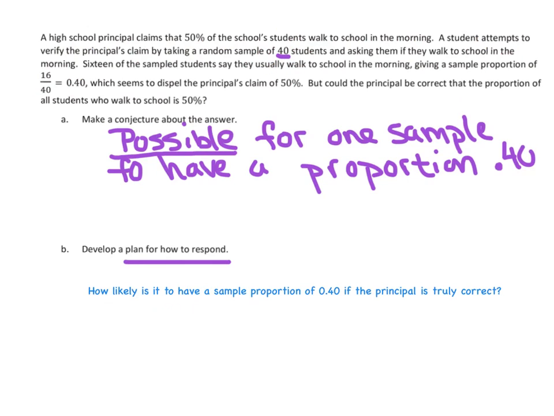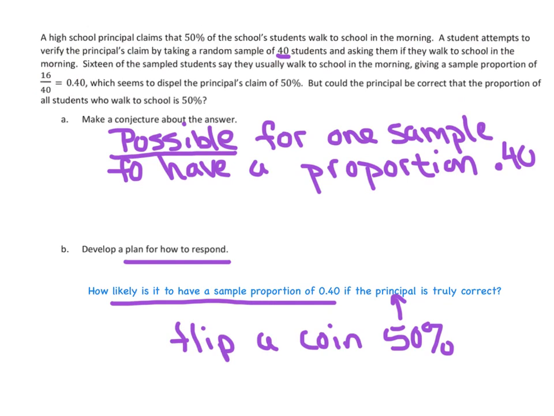So what we're going to do is, believe it or not, flip a coin. Why flip a coin? Well, when you flip a coin, you've got a 50-50 chance of getting heads or tails, and that 50% matches up with the principal's claim. What we're going to do is create a sampling distribution of sample proportions just to answer this question: how likely is it for us to get a sample proportion of 0.4? And by the end of the video, we're hopefully either going to support the principal's claim, or maybe we'll disagree with it statistically.